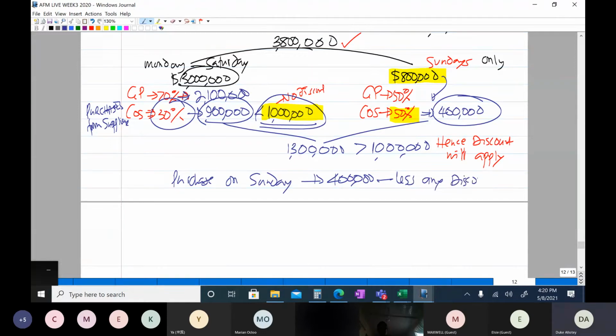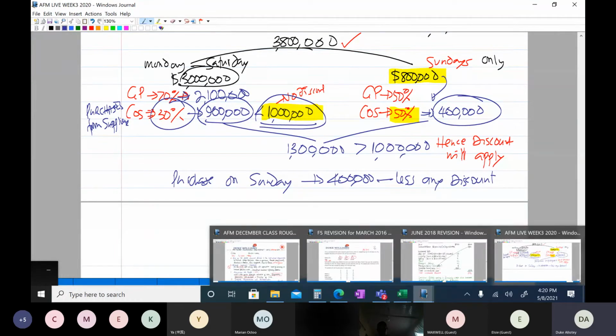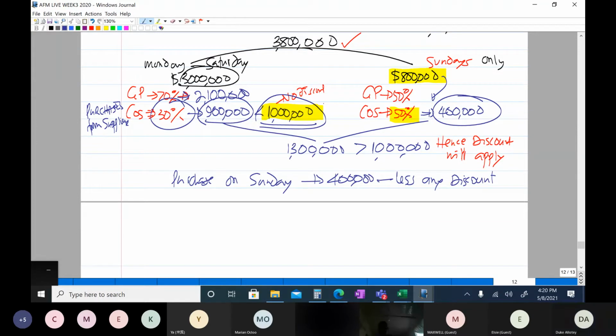Any discount. Now, this is where the principle of relevant costing comes in. If it were not for the Sunday sales, listen carefully, we would not have been entitled to any discount. So all the discount we are going to get will be attributable to the Sunday sales, because it is because of the Sunday sales that we now qualify for a discount.